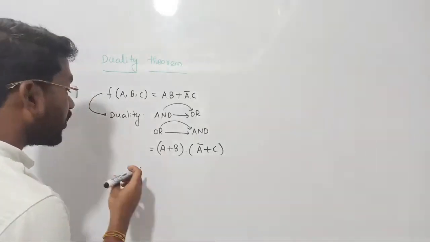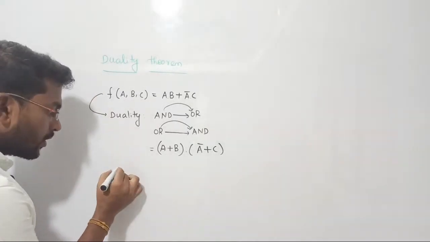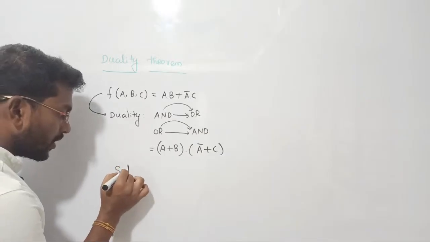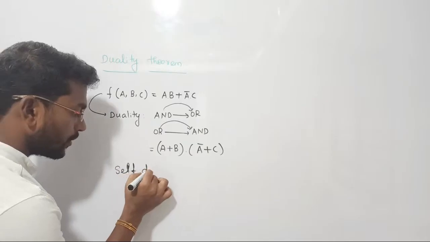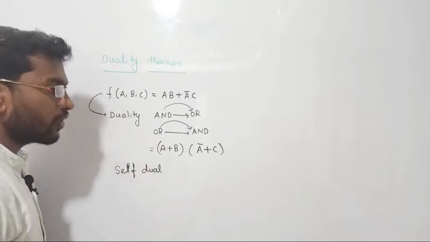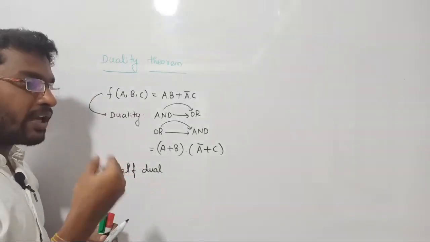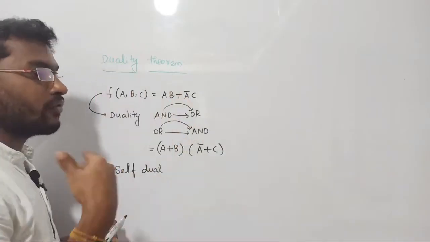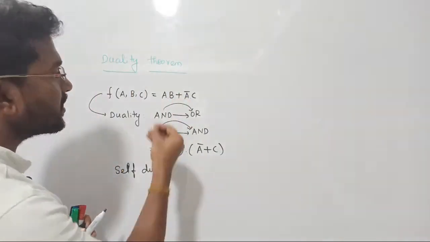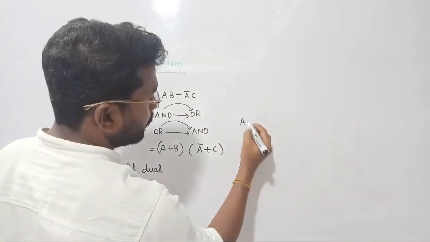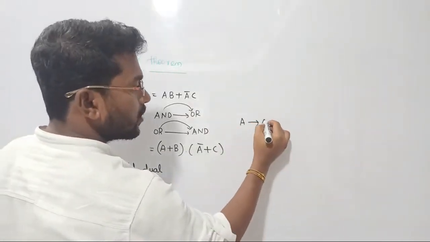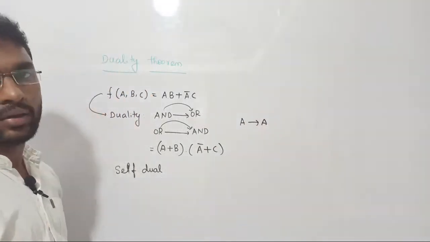So the conclusion is, we are going to discuss self-dual expression, right? So what do you mean by self-dual? Self-dual means even if you take duality, the function that already exists is expressed again. That is called self-dual, right? For example, if I have a variable a and you take duality, then what will you get? Duality of a is a only, right?